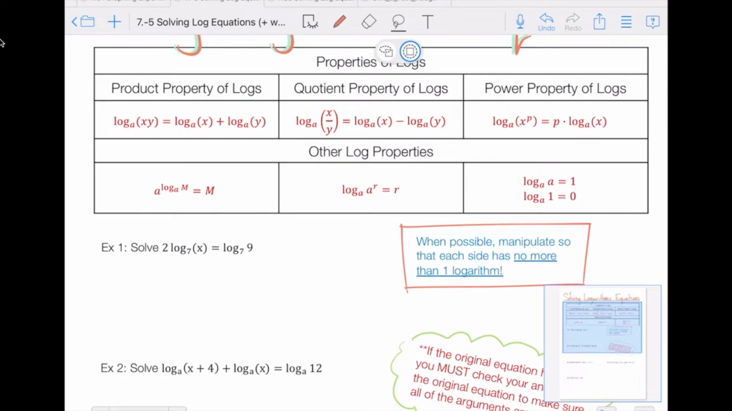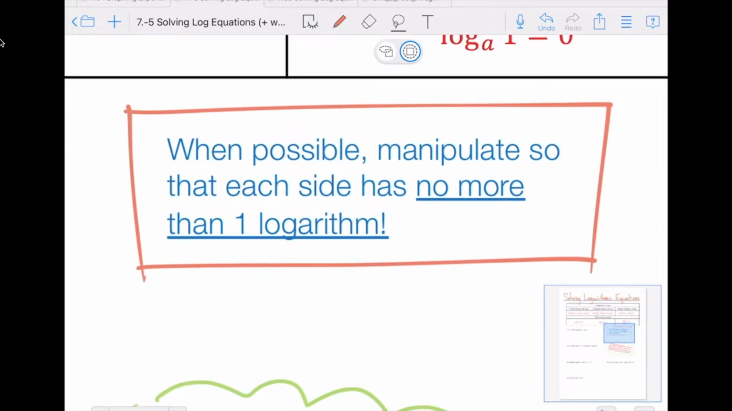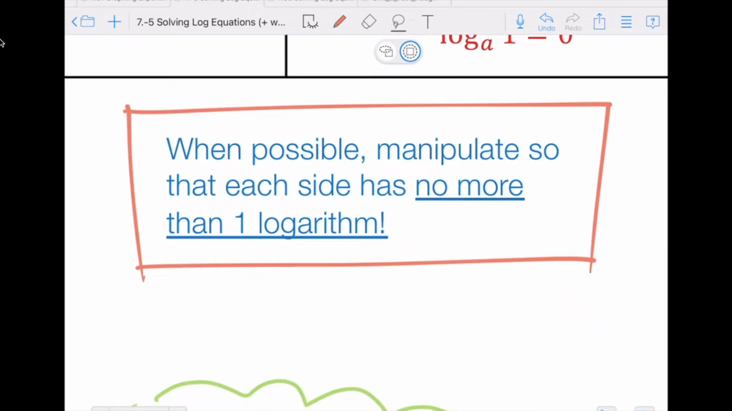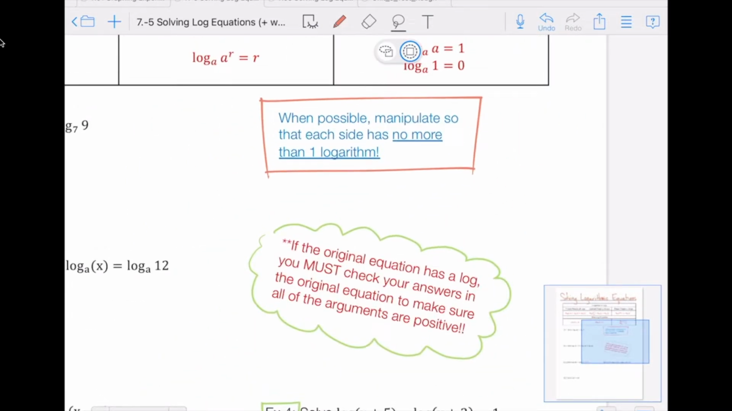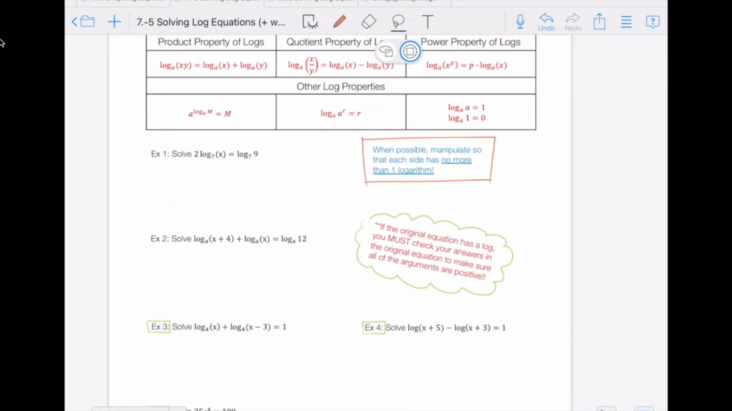Now let's go to these side notes here. When we're solving logarithmic equations, we want to do everything we can to manipulate each side so that it has just one logarithm on each side. And then if the original equation has a log, make sure you check your final solution so that you know that all of the arguments are positive and eliminate any negative arguments. So let's talk about why that is.